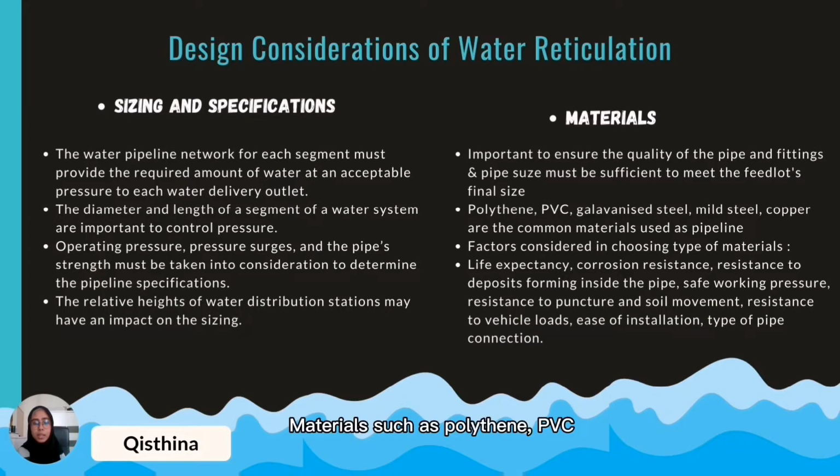Materials such as polyethylene, PVC, galvanized steel, mild steel, and copper are the common materials used as pipeline. Some factors considered in choosing type of materials are the life expectancy, the corrosion resistance, resistance to deposits forming inside the pipe, safe working pressure, resistance to puncture and soil movement, resistance to vehicle loads, ease of installation, and also the type of pipe connections.